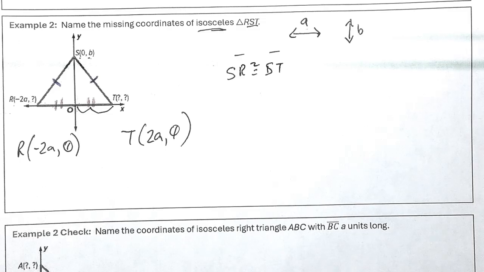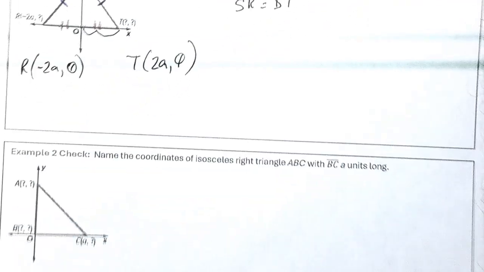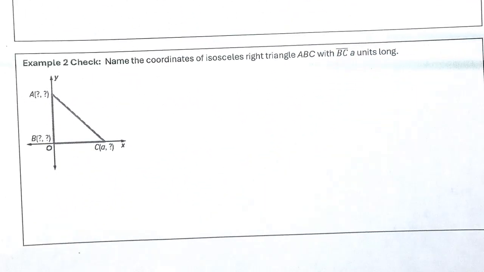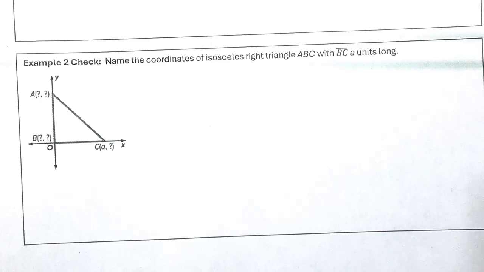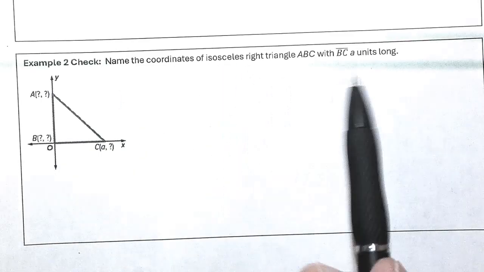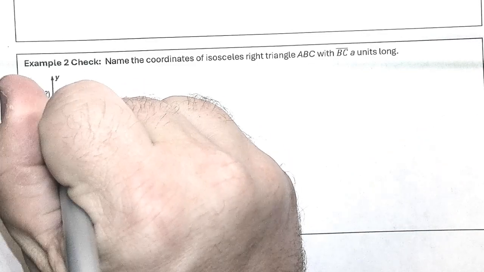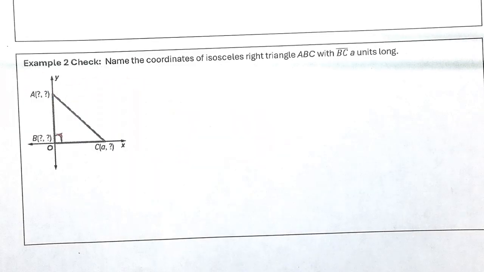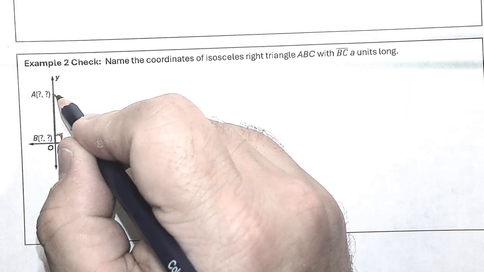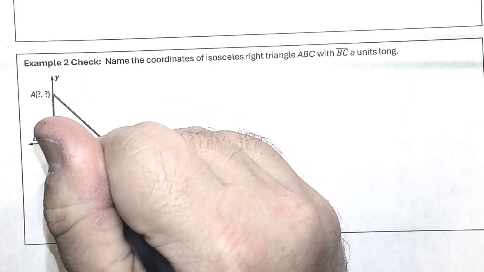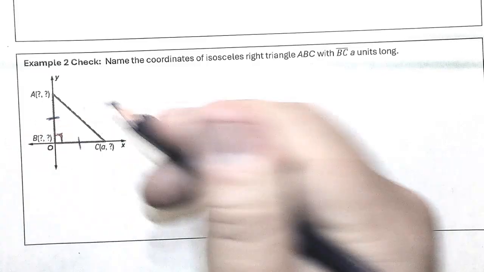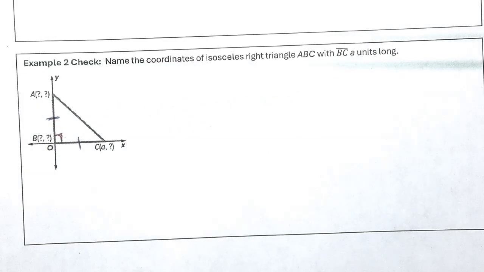Okay, let's go down to the example 2 check. So name the coordinates of the isosceles right triangle. Here's where I'm going to help you. This is a 90. So if this is your 90, these are your base angles, which means these two sides are congruent. So there's my hint for you.